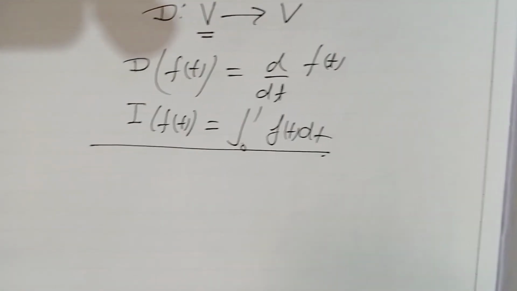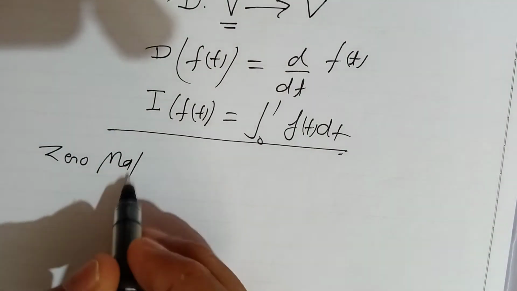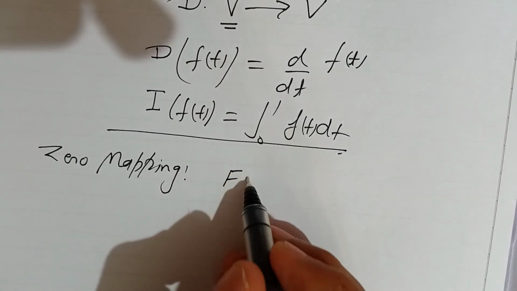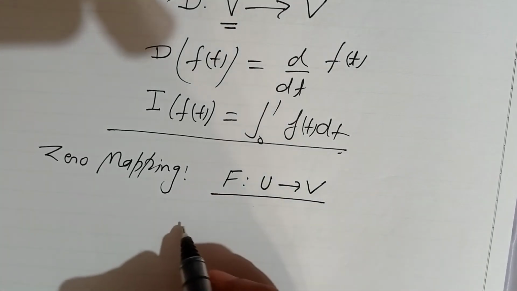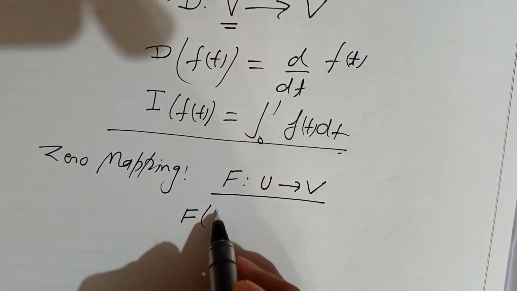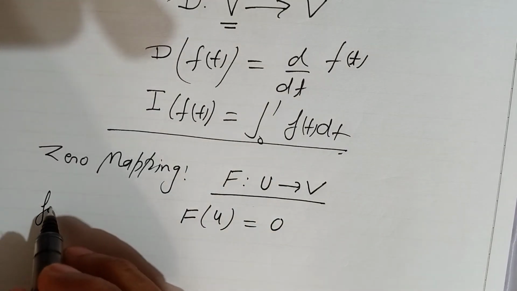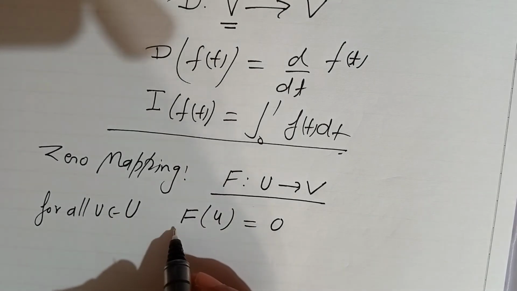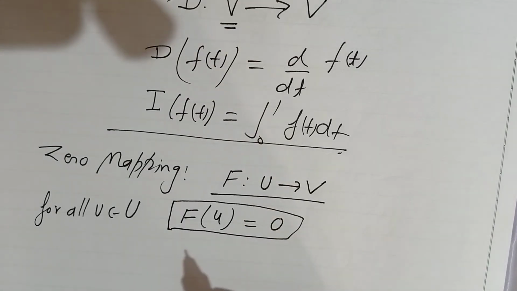And what is the zero mapping? Zero mapping means a mapping f from U to V such that f of u equals 0 for all u belonging to U. The image of each vector of U is 0. So this is called the zero mapping.